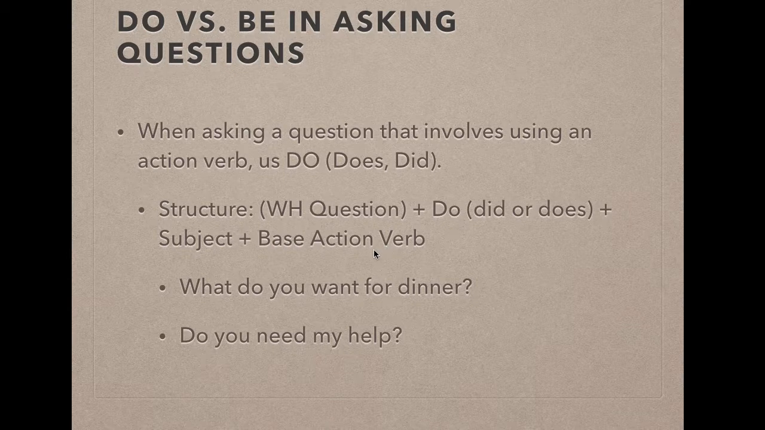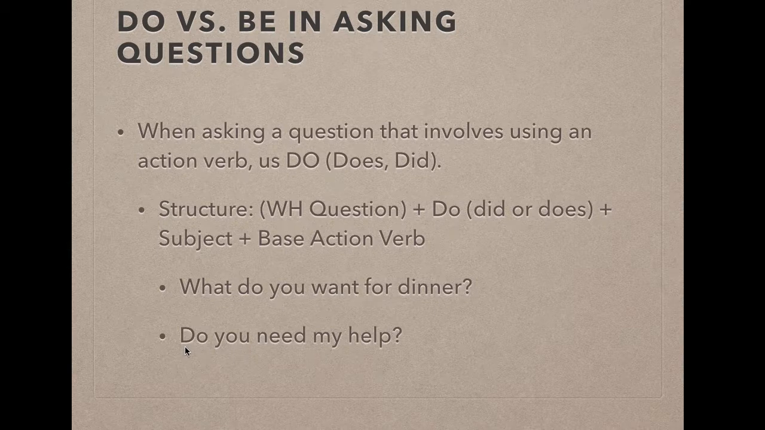So let me give you an example of that. This is a WH question, what, followed by do. See that? Here's a WH question, what, followed by do. You want for dinner. Our base action verb is want because that's a desire, right? So that's an action. What do you want for dinner? So that's how we formulate that. We don't say, is you want for dinner? Am you want for dinner? Are you want for dinner? The be verb doesn't work here because of this verb want. It is a main action verb. Okay, so we have to use the do.